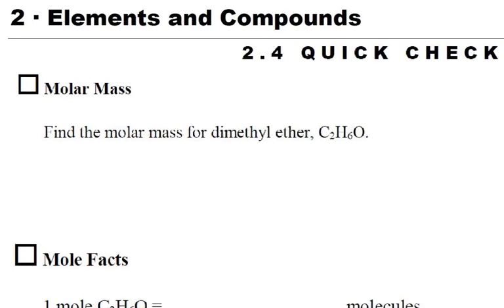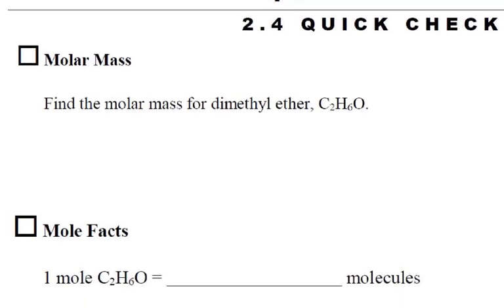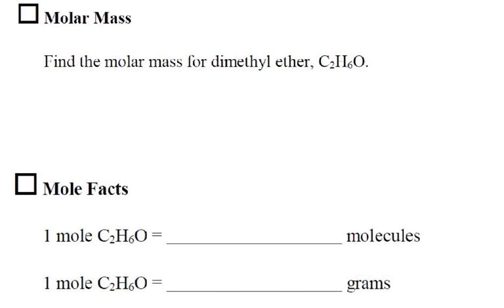I'm going to go over the 2.4 quick check kind of quickly. So the first little thing was to find the molar mass for C2H6O. Well, that we've actually done in some of our earlier lessons, so let's just do it. First off, we take this compound and we break it down. We have 2 carbons, and we have 6 hydrogens, and we have 1 oxygen.